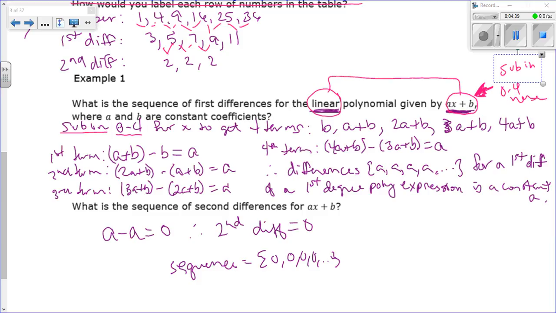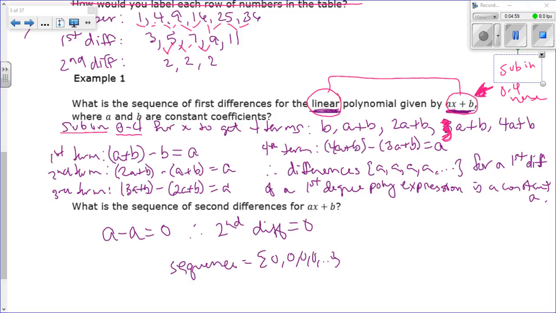So when I do that, if I put in 0 for x, I get b. If I put in 1 for x, I get a plus b. If I put in 2 for x, I get 2a plus b. And this is 3a plus b when I substitute in for x. And when I put in 4 for x, I get 4a plus b.